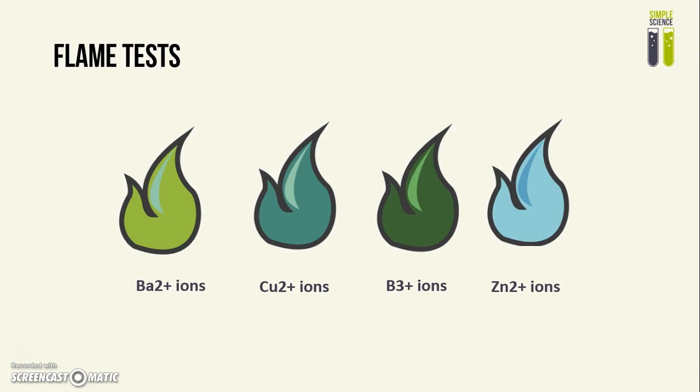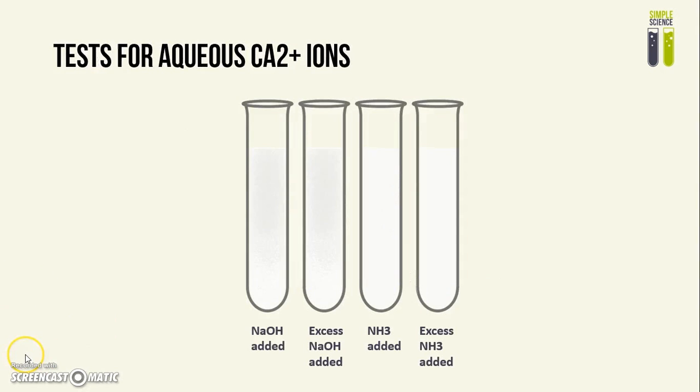Barium ions, the flame is apple green or pale green. The flame is blue-green for copper ions, and borons give green flame. Zinc ions give blue flame. Next, we have tests for aqueous cations.